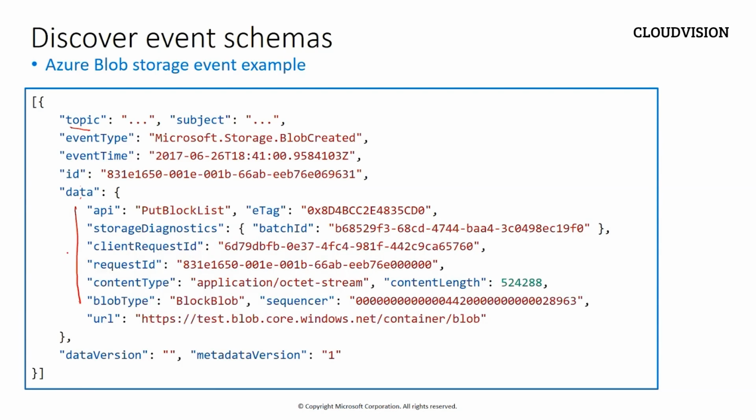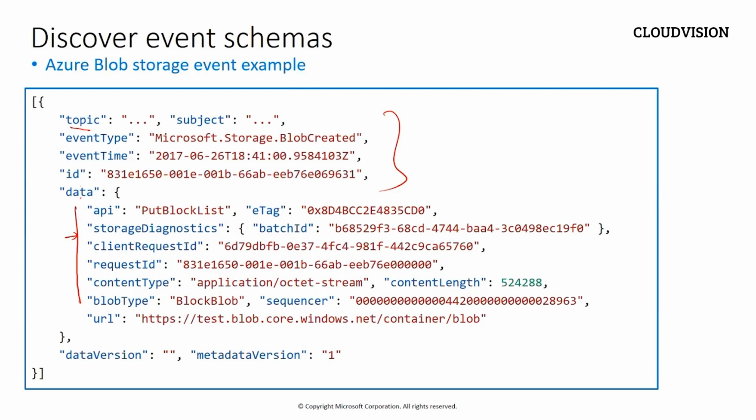Blob source will have different data. IoT Hub will have different data, right? So the data part will depend upon the event source. But these things are common. These parameters are common, right? Topic, subject, event type, event time, and so on. So these are the common things that they have, right?